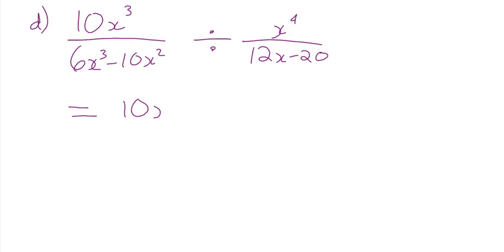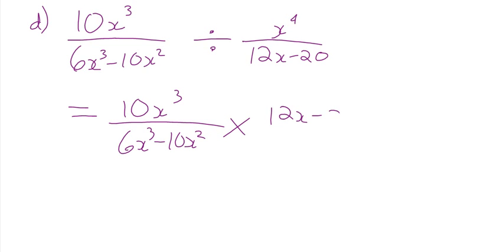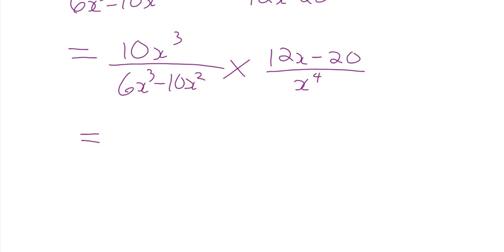So that's equal to 10x cubed over 6x cubed minus 10x squared times 12x minus 20 over x to the 4th. Okay, and now all we're doing is what we've been doing all along, right? This is now just a multiply. Now we're going to factor everything that can be factored. Restrictions after factoring. Because it's kind of obvious here x can't be 0, but it's harder with something like the 12x minus 20 to figure out what the restriction is. So a factored form makes it easier.